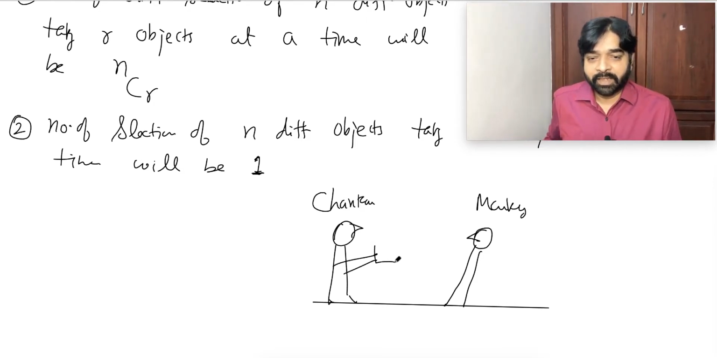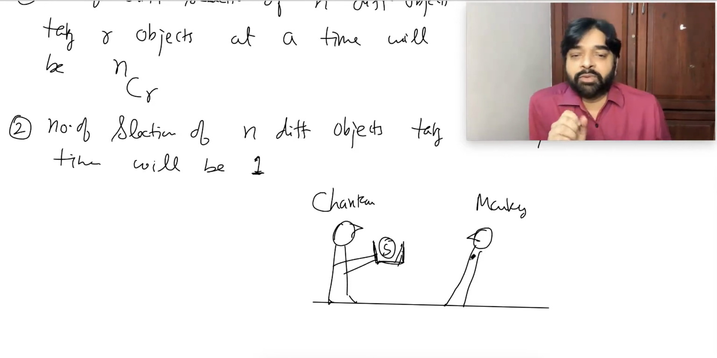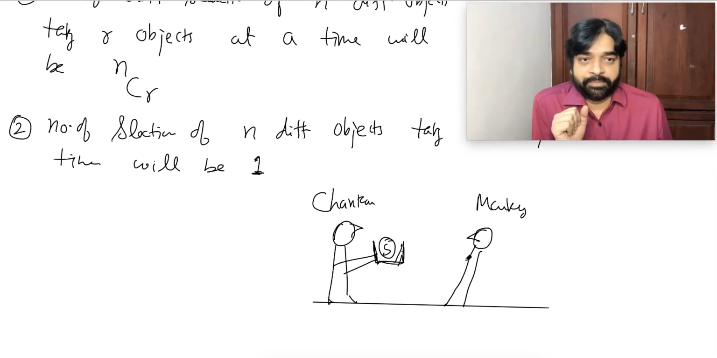This person is having a container or something, and he has 5 objects inside it, 5 coins you can take. And he asked Manku to take 2 objects. In how many ways can you take 2 in selection?